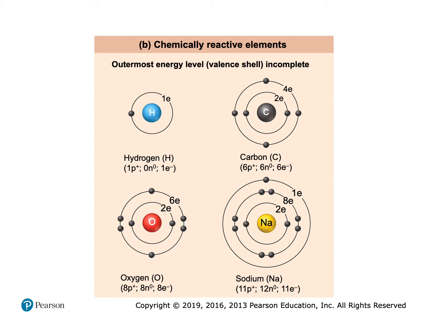Oxygen, let's come down here. 8 protons, 8 neutrons. If he has 8 protons, that makes him oxygen. Protons make the element. If he has 8 protons, he has 8 electrons. So 8 minus 2 is 6, so there's 6 left. Is that a full shell? No. 8 is a full shell. This guy wants 2 more.